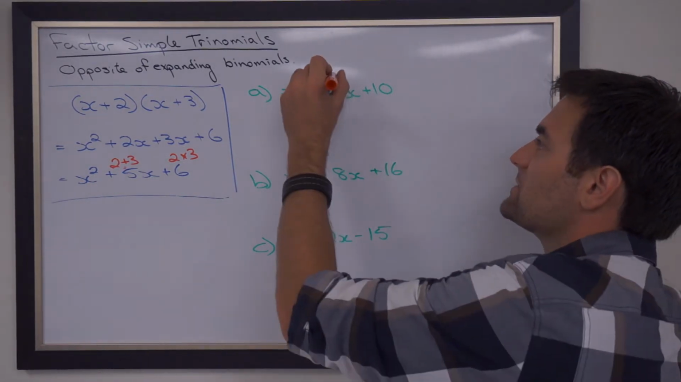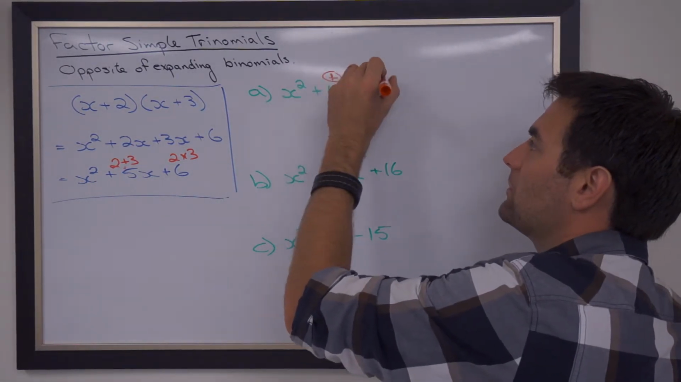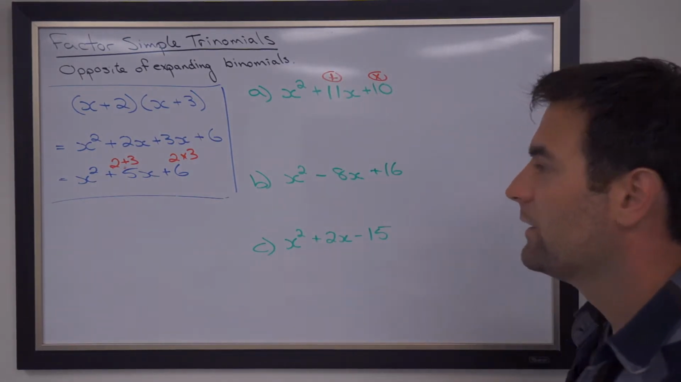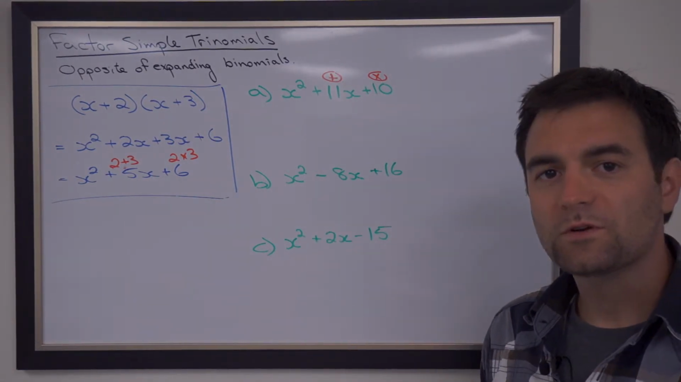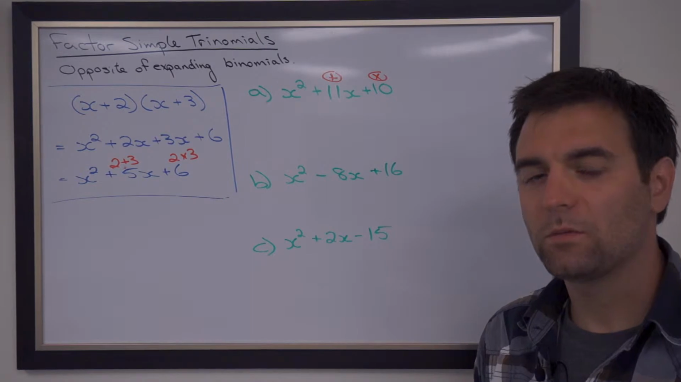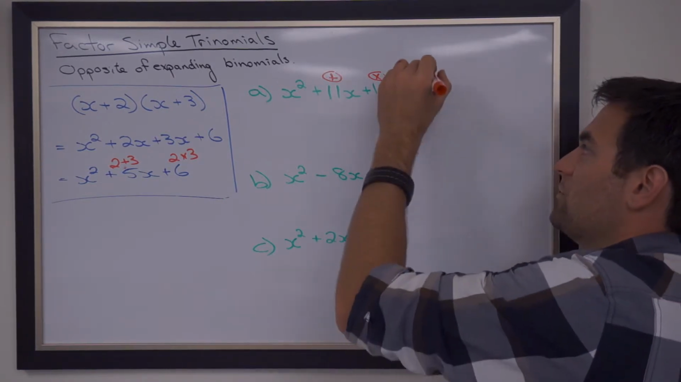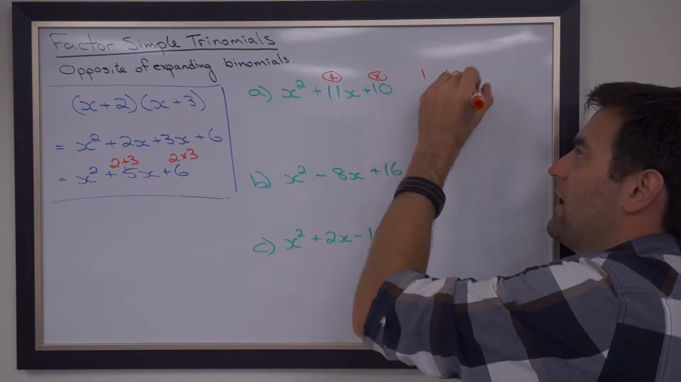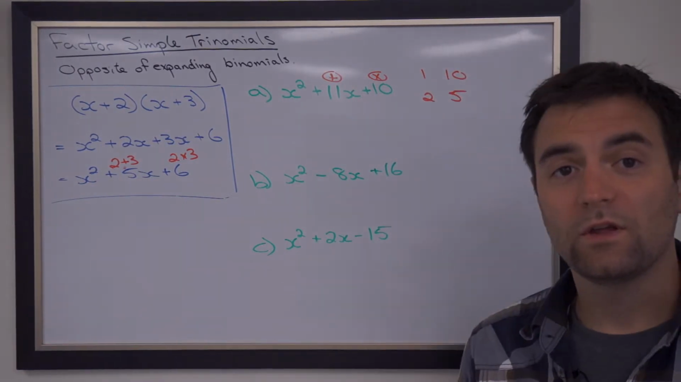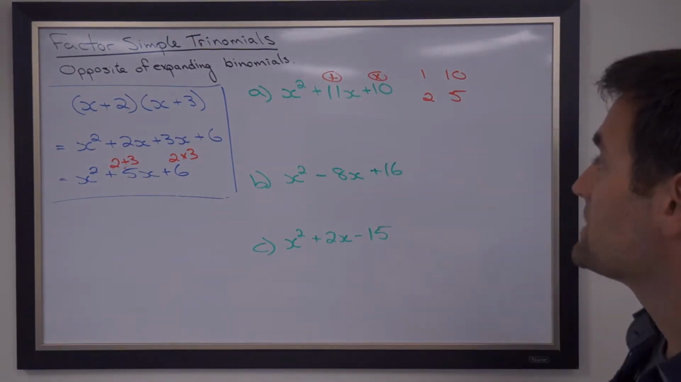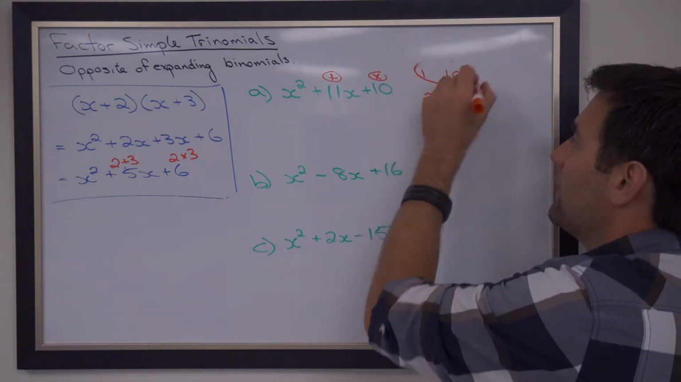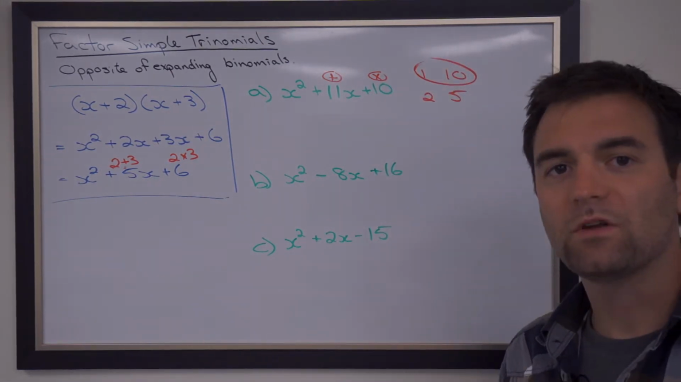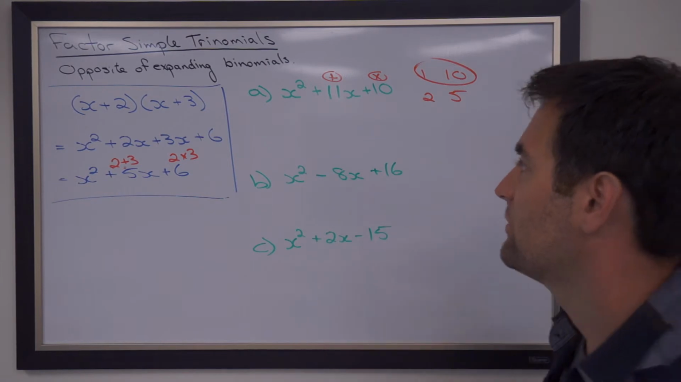We're going to find two numbers that add to 11 and multiply to 10. Well, some numbers that multiply to 10 are probably going to be easier to find. There's only a few of them. 1 and 10, 2 and 5. And if we take a look, which ones add to 11? Well, 1 and 10 add to 11. That's the pair of numbers I'm looking for in order to solve this.